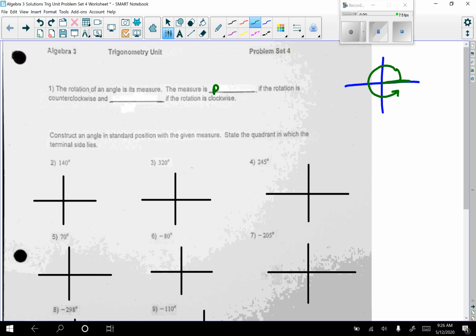So the measure is positive if the rotation is counterclockwise, and if the rotation is clockwise, the measure is going to be negative. So here we would have our initial side, and then we would start down, in a clockwise rotation, for a negative angle measure. So again, negative just means the direction that we're leaving that initial side.